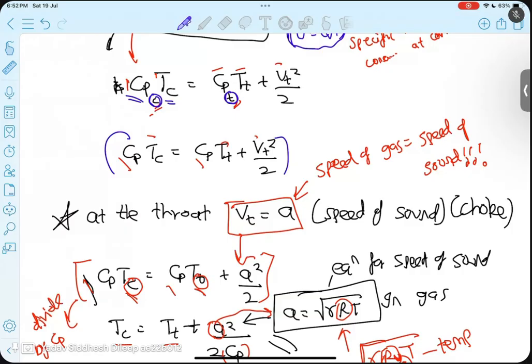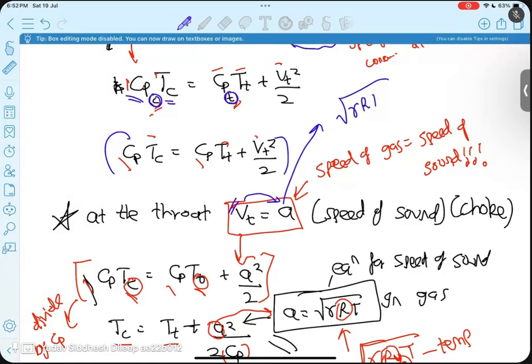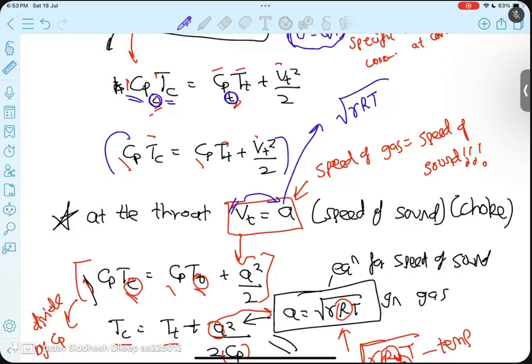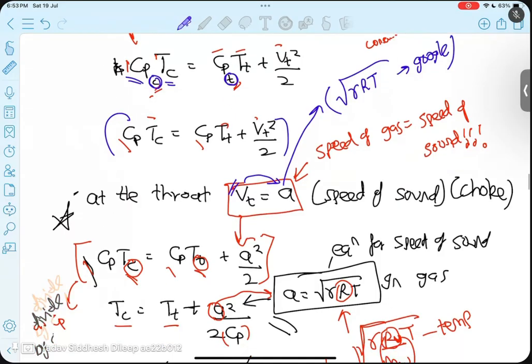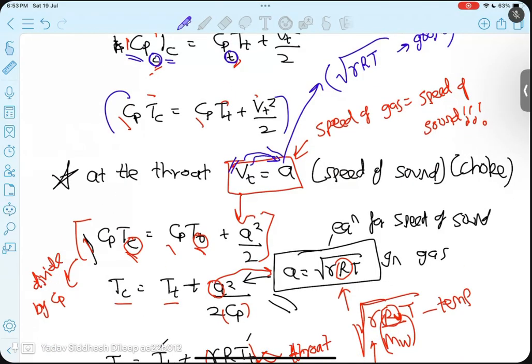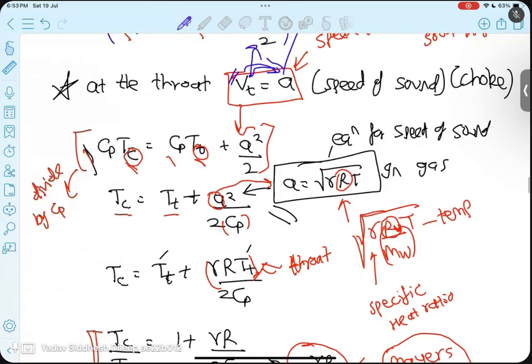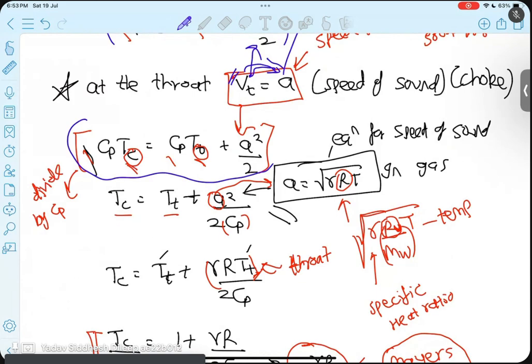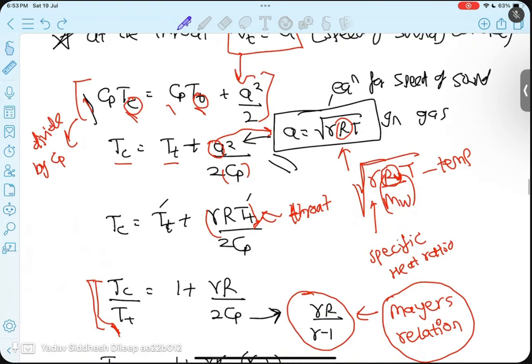Divide these equations by Cp into Tt, and Vt can be written as A, that is the speed of sound, because I already told you at the throat velocity is equal to speed of sound. And speed of sound can be written as under root of gamma RT. In the previous session I gave you, or you can just Google it. So substitute this, you will get Cp into Tc equals Cp into Tt plus A square by 2. A can be written as under root of gamma RT, so A square will be gamma RT.